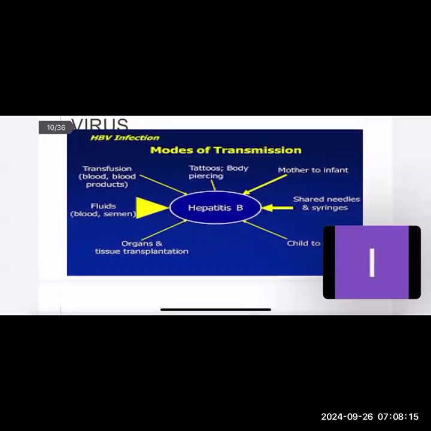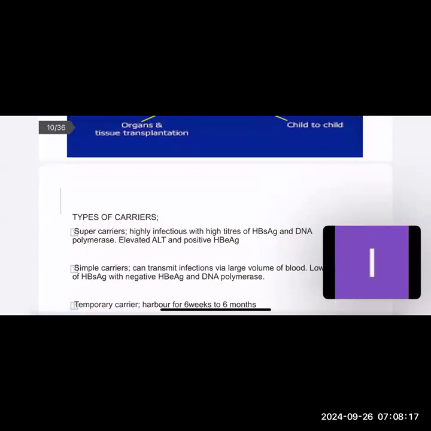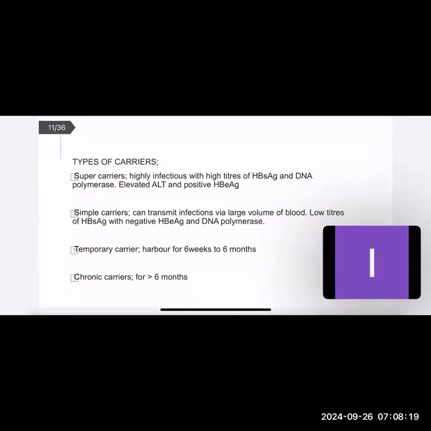So these are different modes that the virus is being transmitted. Now, another important aspect of the transmission is the types of carriers. There are 4 different types of carriers. There are the ones we call the super carriers, and these persons are highly infectious. They have high titers of the surface antigen, as well as the DNA polymerase, and they have elevated ALT, and they are positive for the E antigen, which we already said shows that the individual is replicating a lot.